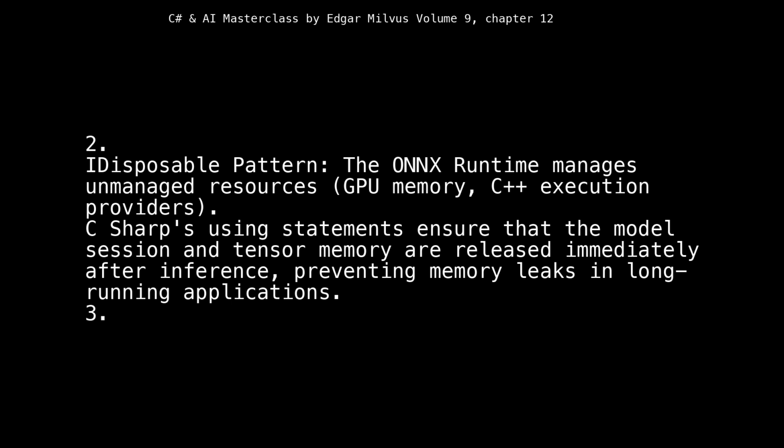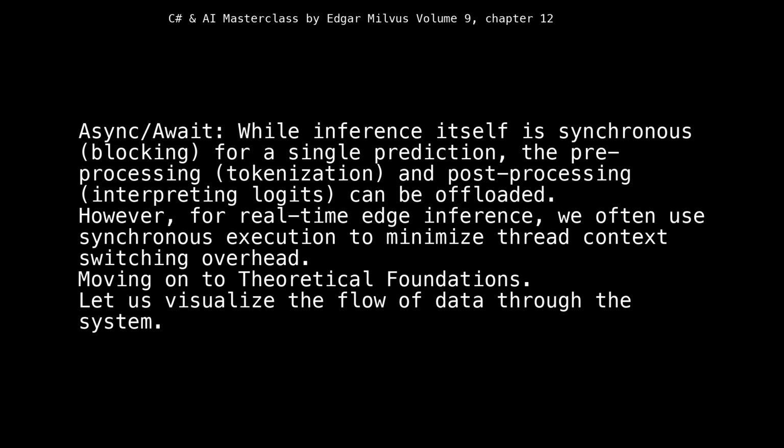3. Async/await. While inference itself is synchronous, blocking, for a single prediction, the pre-processing, tokenization, and post-processing, interpreting logits, can be offloaded. However, for real-time edge inference, we often use synchronous execution to minimize thread context switching overhead.